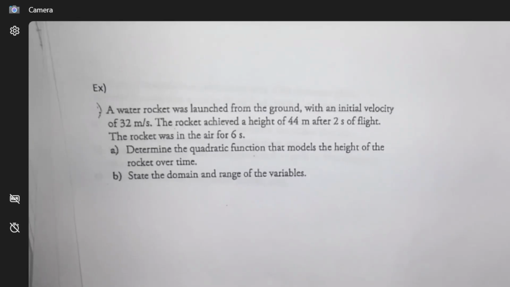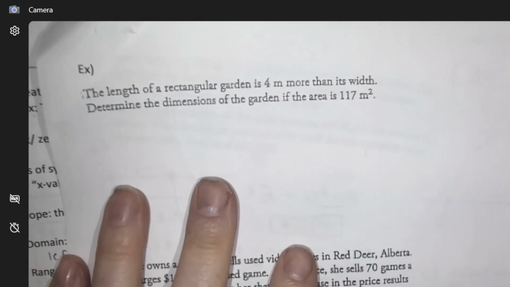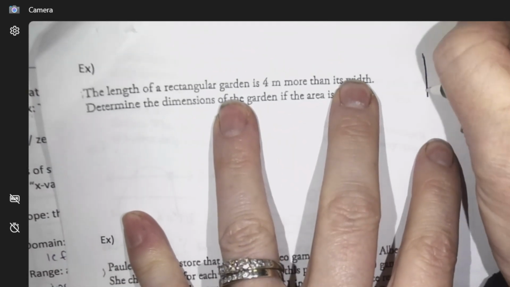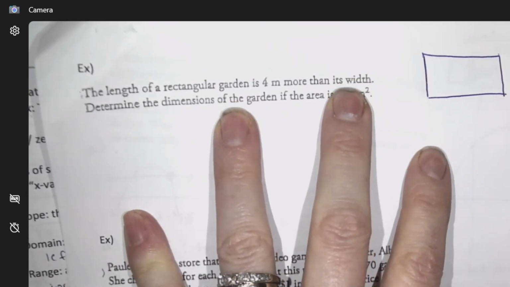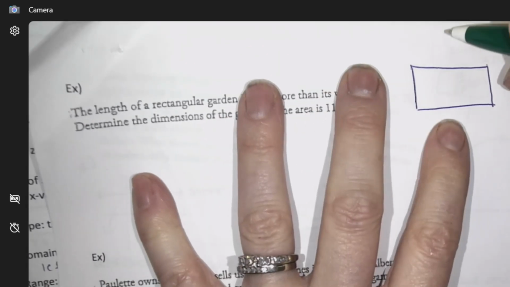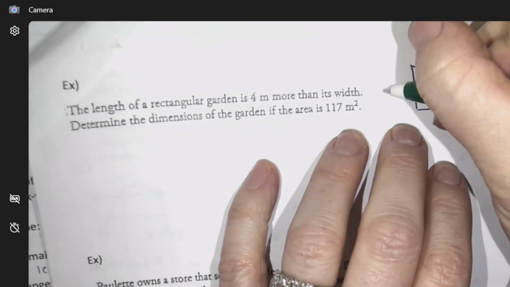I'm a drawer. You guys don't need to be drawers, but I'm a drawer. So I have a rectangular garden. I'm going to draw a rectangular garden, and I know the length is 4 meters more than its width. So it's longer than it is wide. So this is the length and this is the width.